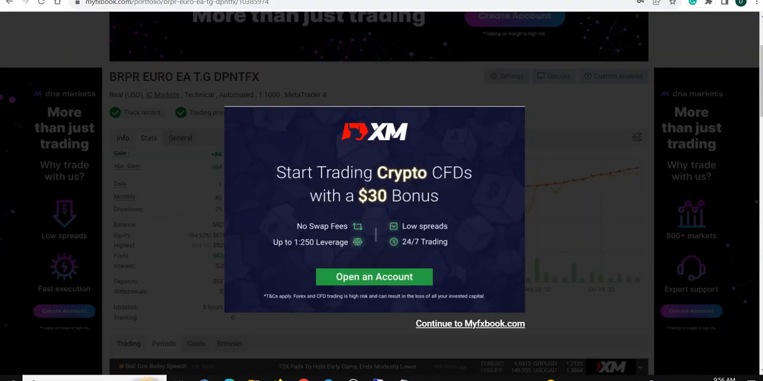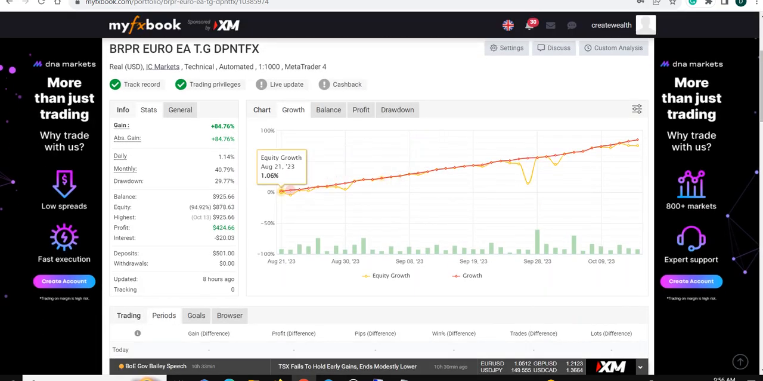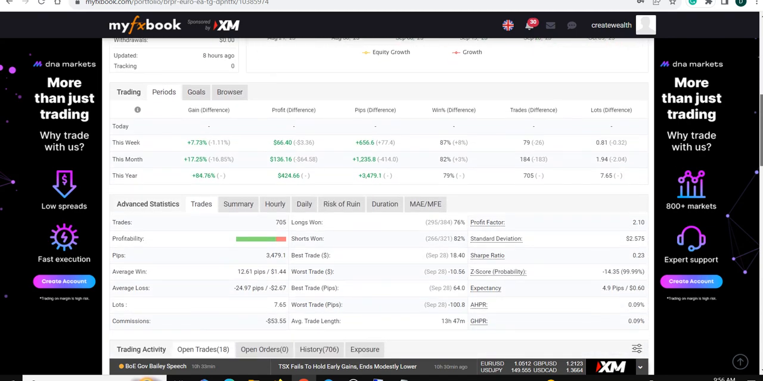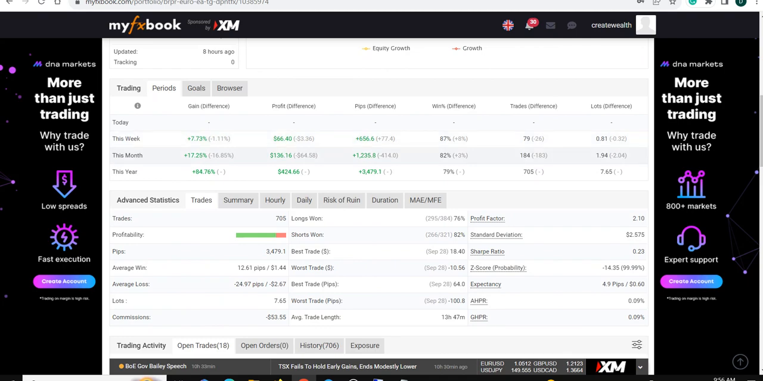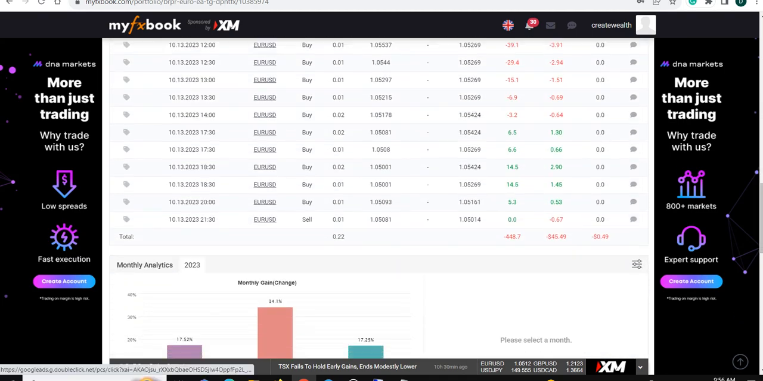Guys, this is the MyFXBook page. You can see we started from the 21st of August, and the last trading day was the 13th of October, and today is Saturday the 14th, so there is no trade. This week we made around 7.73%, this month around 17.25%, and this year around 84.76% in 8 weeks. These are the running trades. The broker is showing around minus 59, here it is showing minus 45. This is just because of the spread and other stuff, so please ignore that.